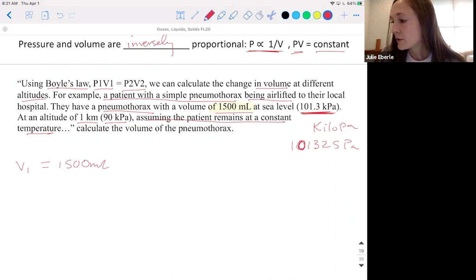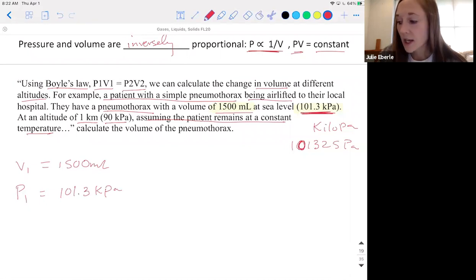Okay, at sea level, the first pressure that I'm given is 101.3 kilopascals. So again, you can work this in kilopascals or in pascals. We'll just work it in kilopascals. Shouldn't be any issue to do that. So that's P1. P1 is 101.3 kilopascals.